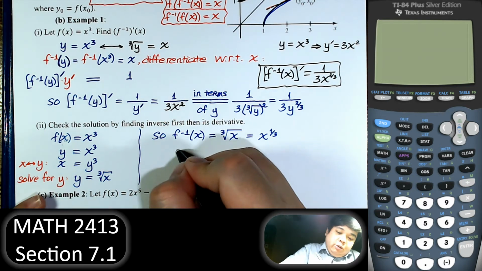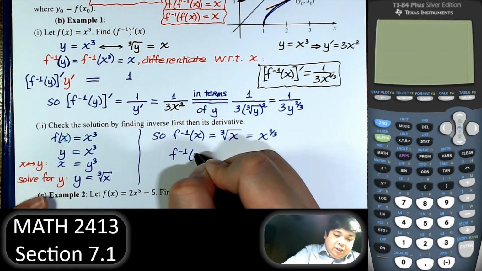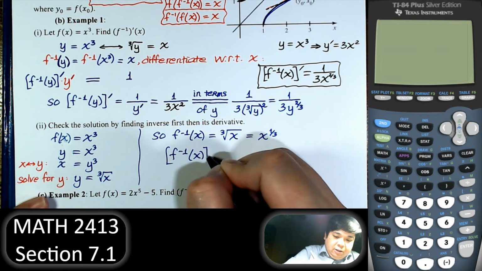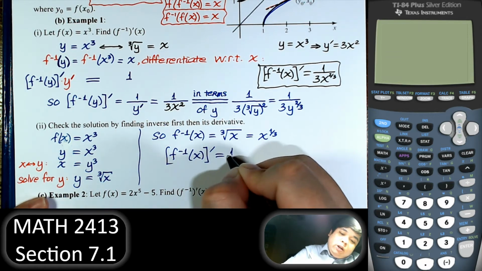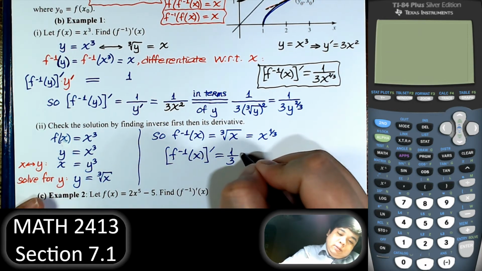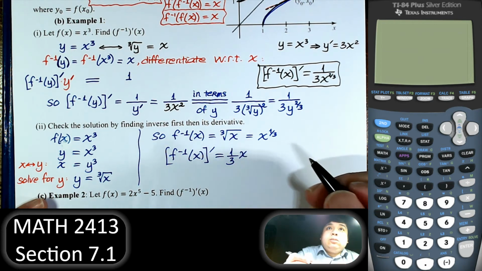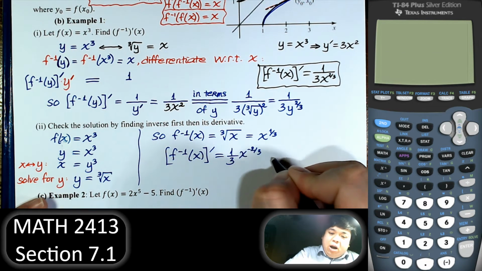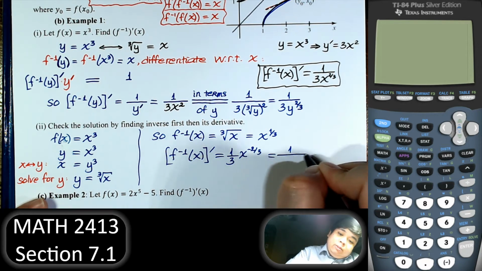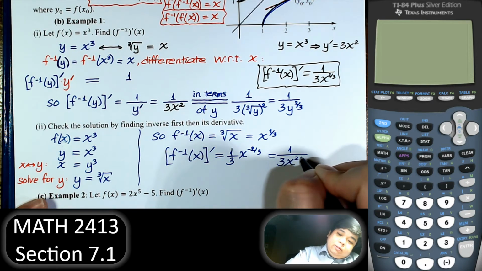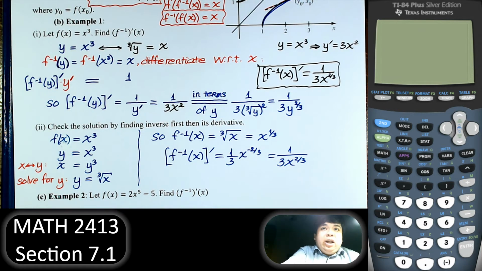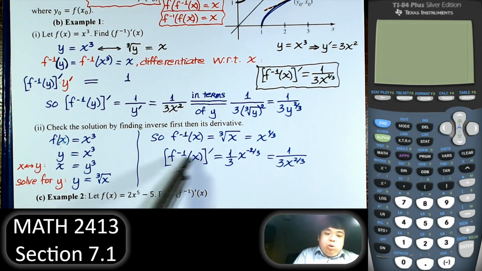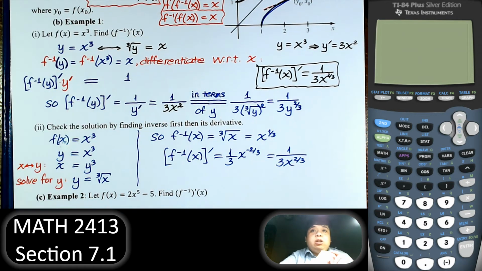Then we check the derivative of the inverse. It's 1/3 x to the negative 2/3. Yeah, just the power rule. And then bring that to the bottom. And then you'll say, why don't we just do it like this? Why do we have to use the inverse function theorem too?